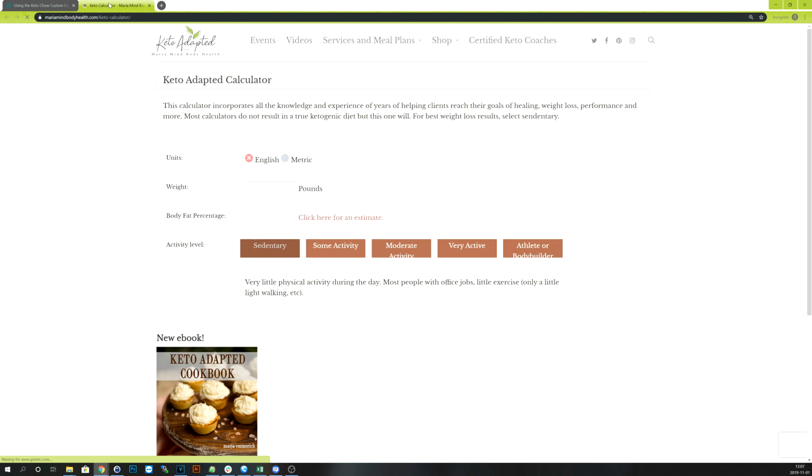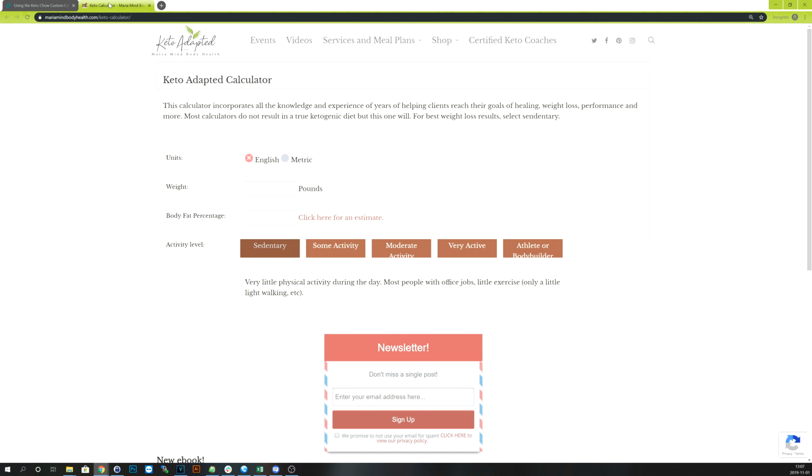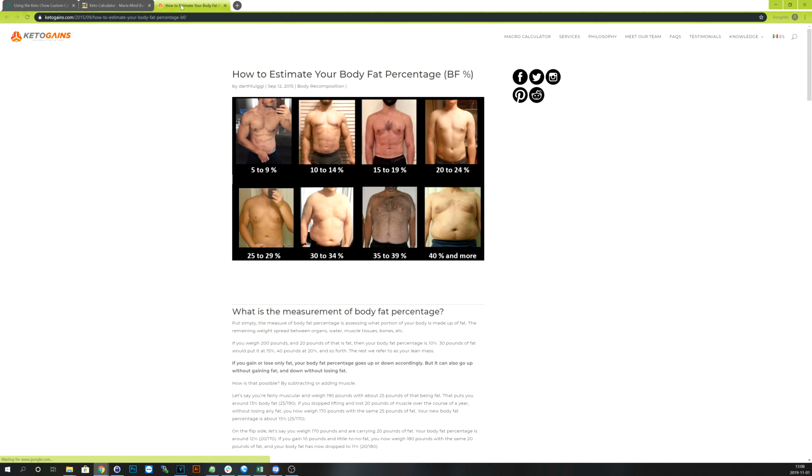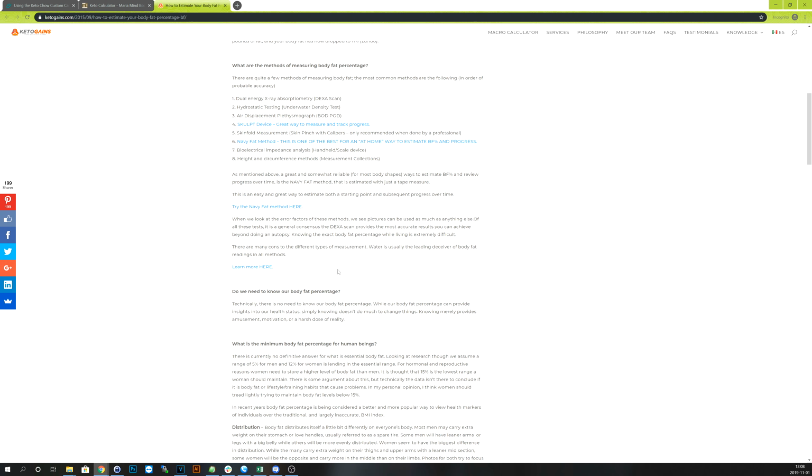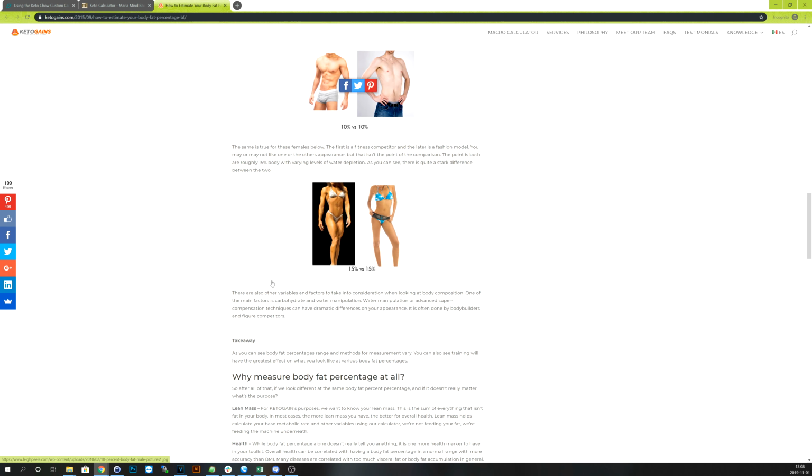And we like to refer people to the calculator that's on Maria Emmerich's site. It's very simple and it gives good information. So all you really need is your weight and your body fat percentage and your activity level. And body fat percentage is a little bit difficult. If you haven't gone in for a DEXA scan or you haven't used a body caliper or something like that, well, if you go to that page, it talks about all the different things for measuring it.